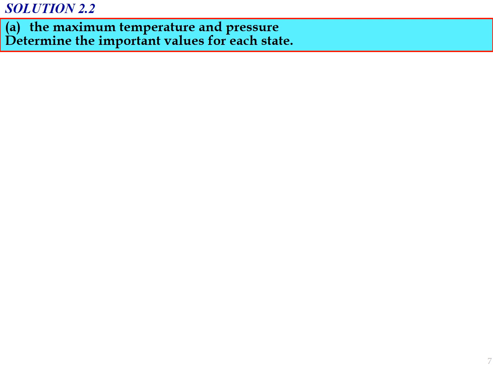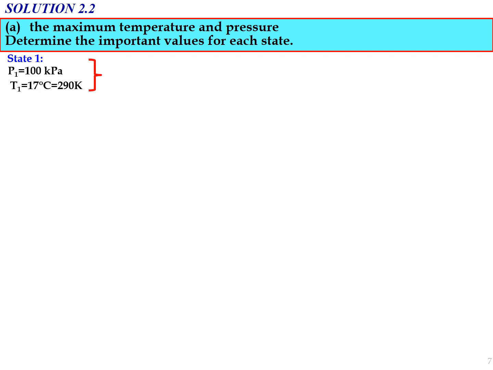Now we continue with the solution for example 2.2. For question A, you need to determine the maximum temperature and the maximum pressure, which refer to T3 and P3 respectively. Before that, it is better to determine the important values for each state. So let us determine the important values for state number 1. The data given for state 1: P1 equals 100 kPa, T1 equals 17 degrees Celsius, which is also equal to 290 Kelvin.